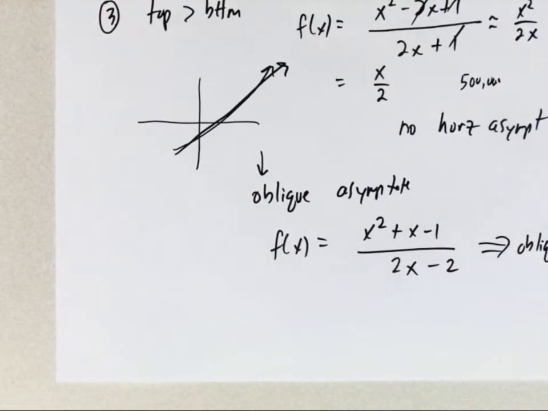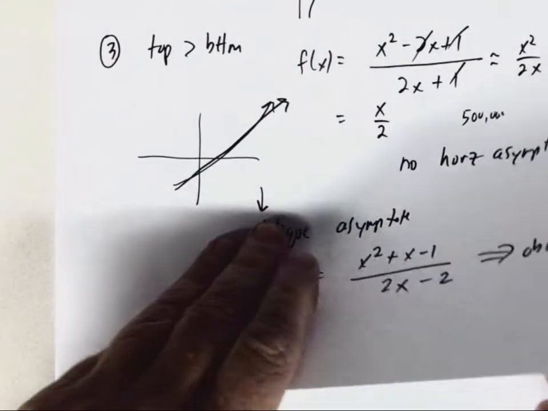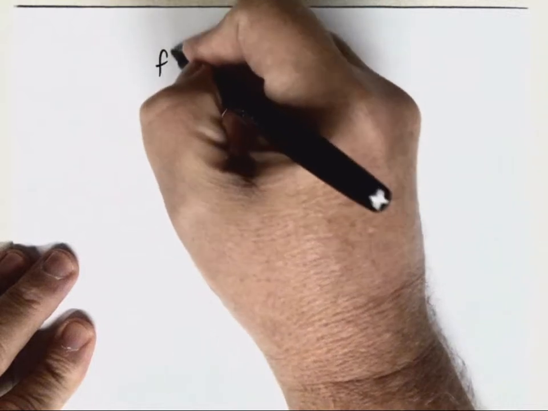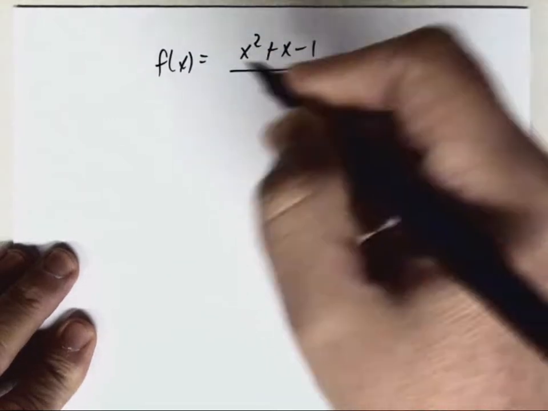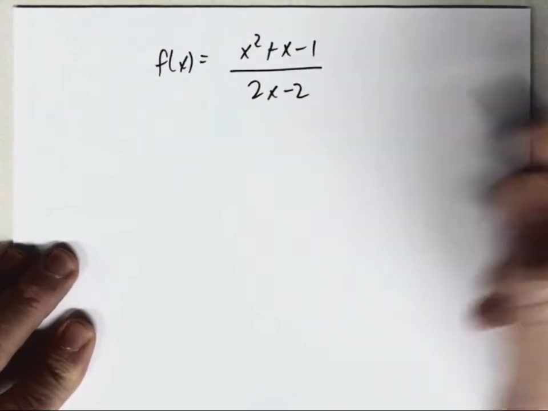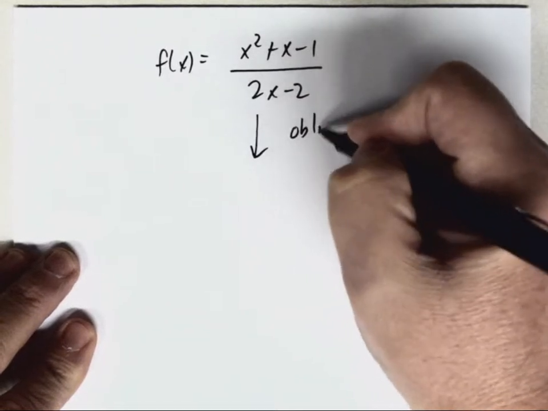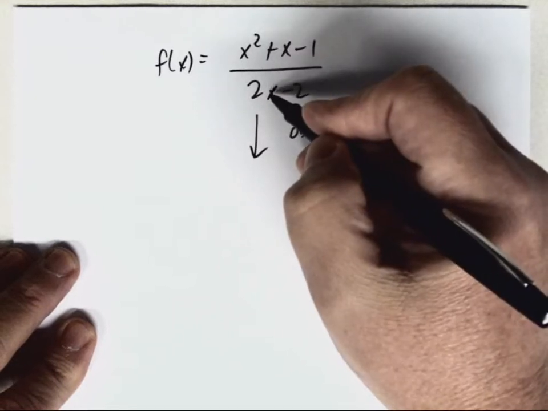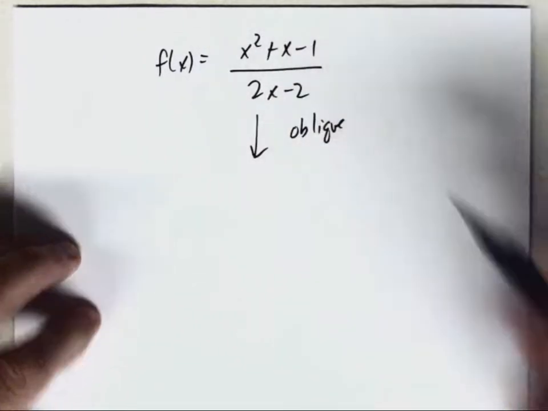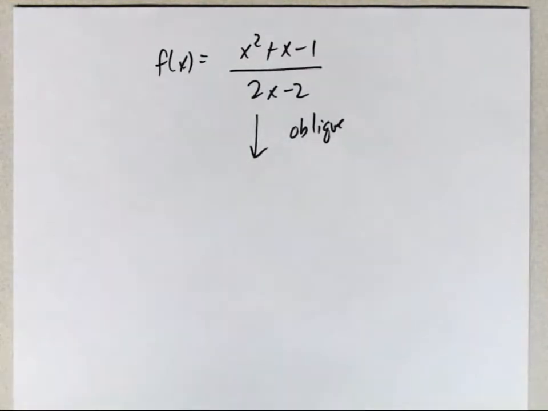So let me just show you how to figure out the oblique asymptote, and then let me explain what it actually is. So how do we find the oblique asymptote? Let me write down the function we were just looking at. It was x squared plus x minus 1 over 2x minus 2. I know it's going to have an oblique asymptote because the leading term is x squared and the leading term in the bottom is x. It's one bigger.